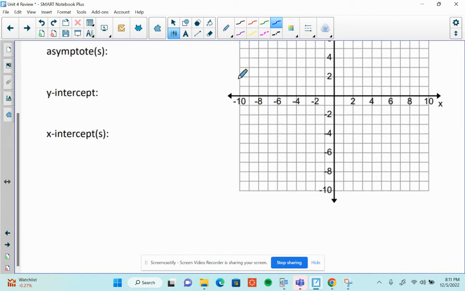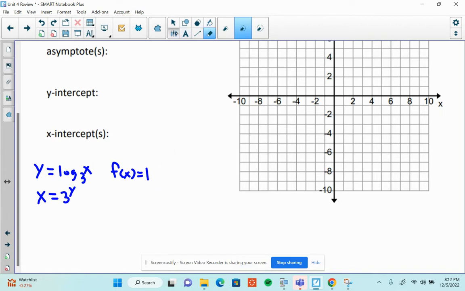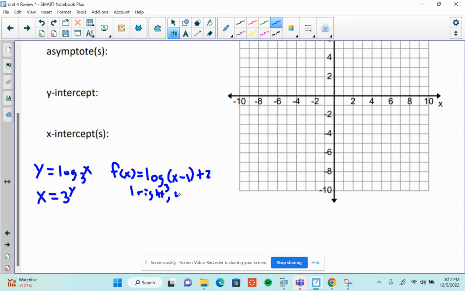I'm going to remind you that when we graph y equals log of x base 3, that's the same as graphing x equals 3 to the y power. And then what we are looking at for our function f of x equals log of x minus 1 base 3 plus 2, we have shifted it 1 to the right and 2 up. Right, 1 to the right and 2 up.